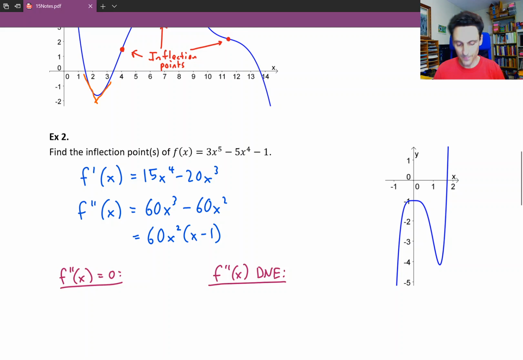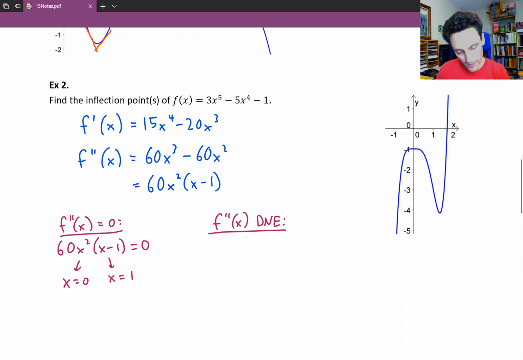So here we have the factored version of the second derivative, which is 0 at x equals 0 and x equals 1, looks like. Then we make a little list, and then the second derivative does not exist. No place that could happen because this is a polynomial for the second derivative. We'll just write none. Now we'll put those x values that we found on a number line and make a row for the second derivative, which was 0 at each of those x values.